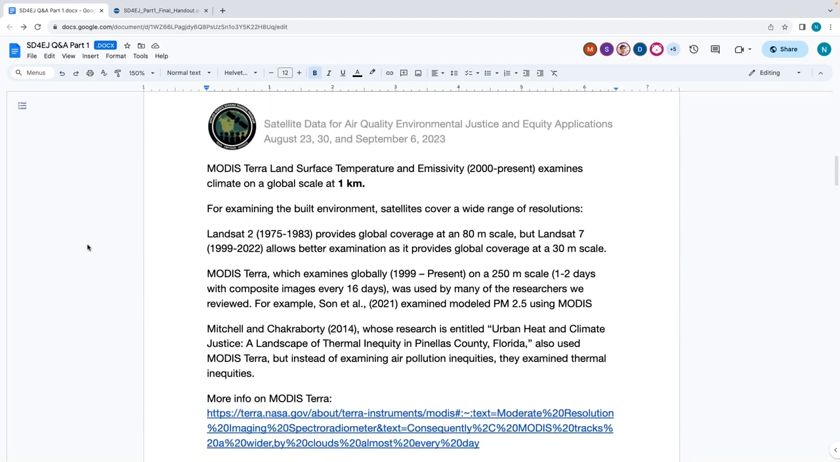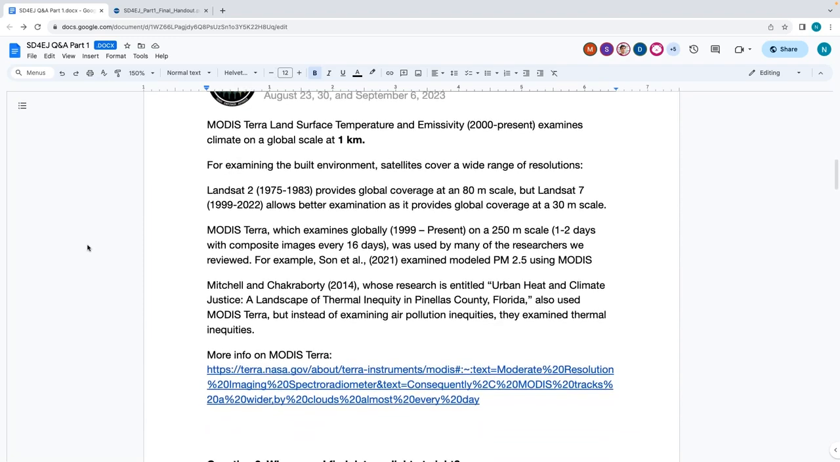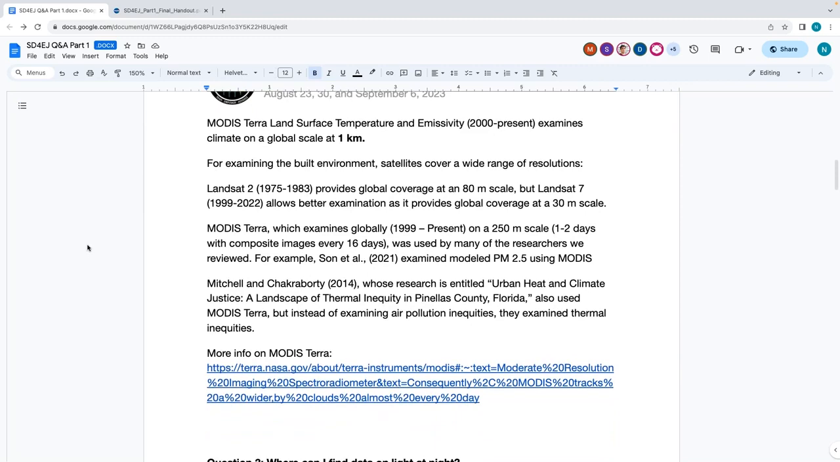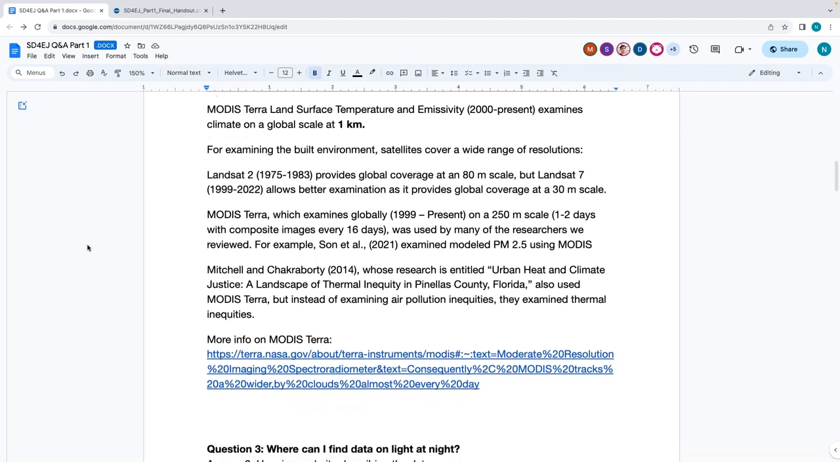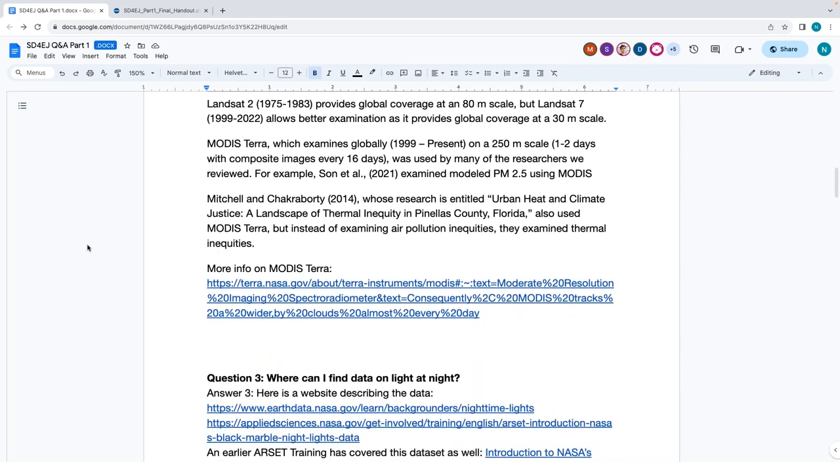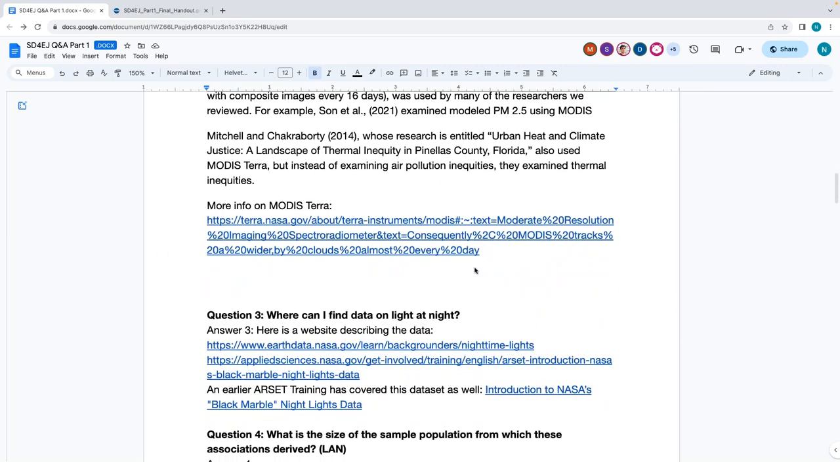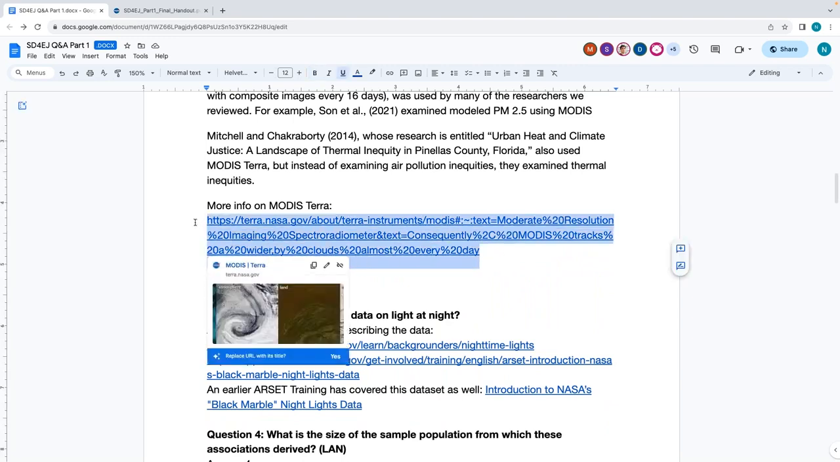Okay, it looks like we've discussed a number of other satellite observations in this answer, including Landsat, which has much finer resolution on the order of 80 meters and 30 meters, as well as MODIS, Aqua, and Terra. Do any of the guest presenters want to weigh in on this question before we move on to the next one?